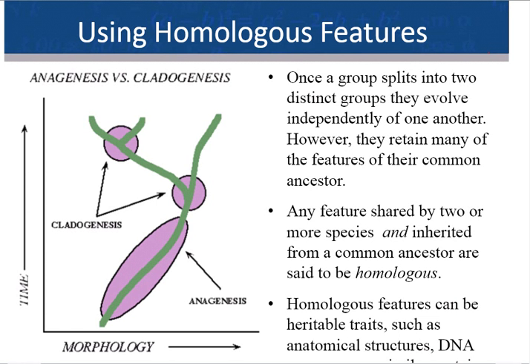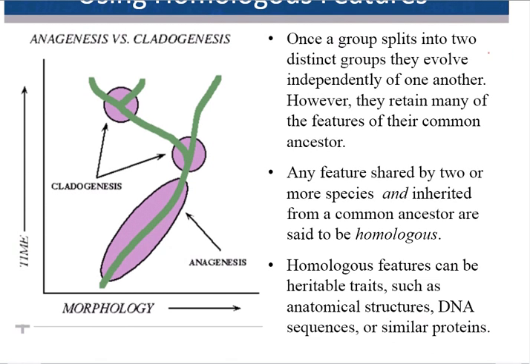That would not be a homologous feature. That would be what's called a derived feature, something that arose after inheritance from a common ancestor and didn't actually come from the ancestor. Okay, so we're going to look at that over and over again here. Homologous features turn out to be really, really important in creating evolutionary trees.